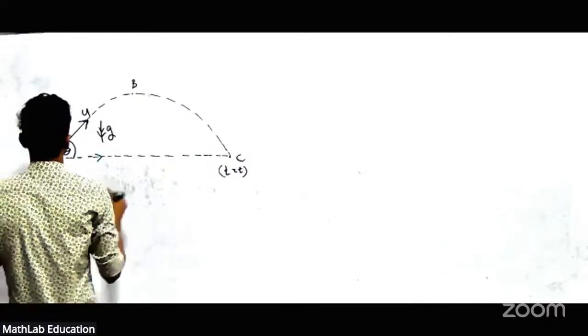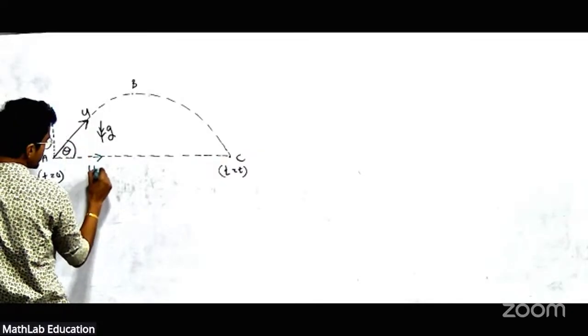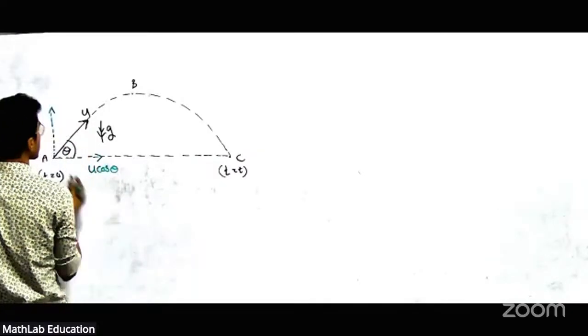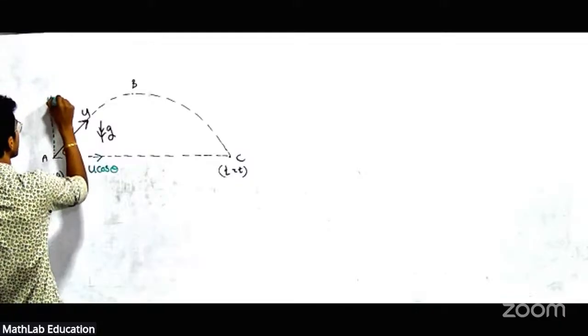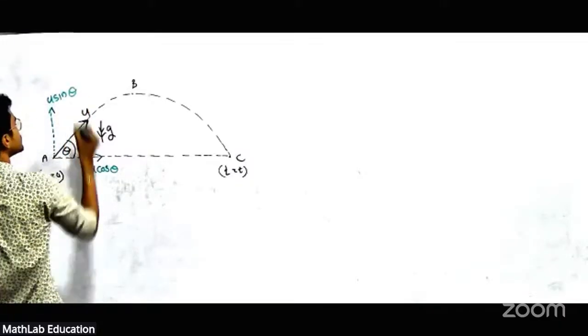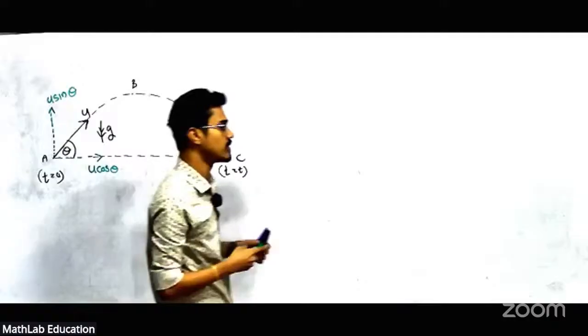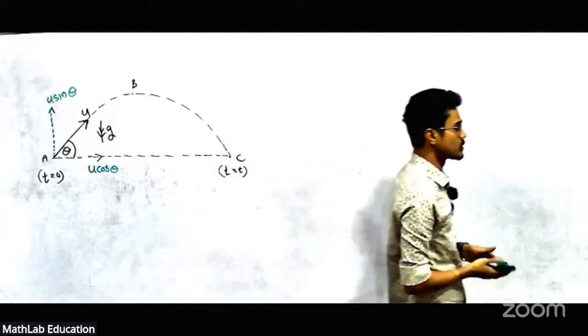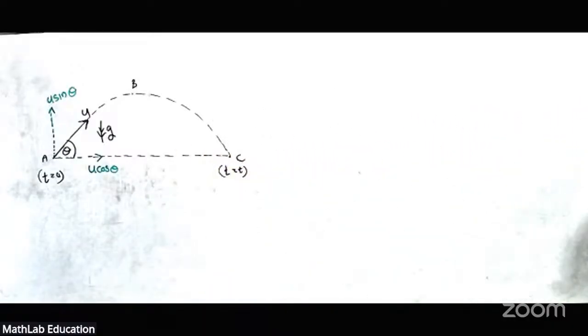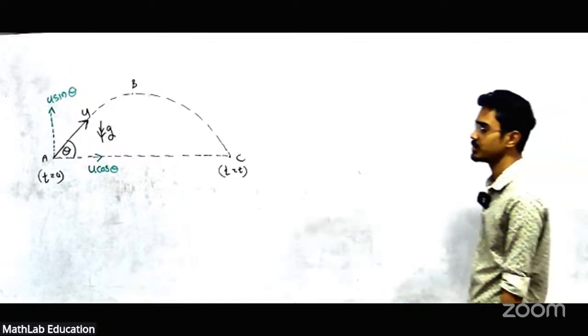Towards the angle, this is going to be u cos theta. Away from the angle, this is going to be u sine theta. So likewise, we can resolve it. Towards the angle, the cos component u cos theta, and away from the angle, the sine component u sine theta.